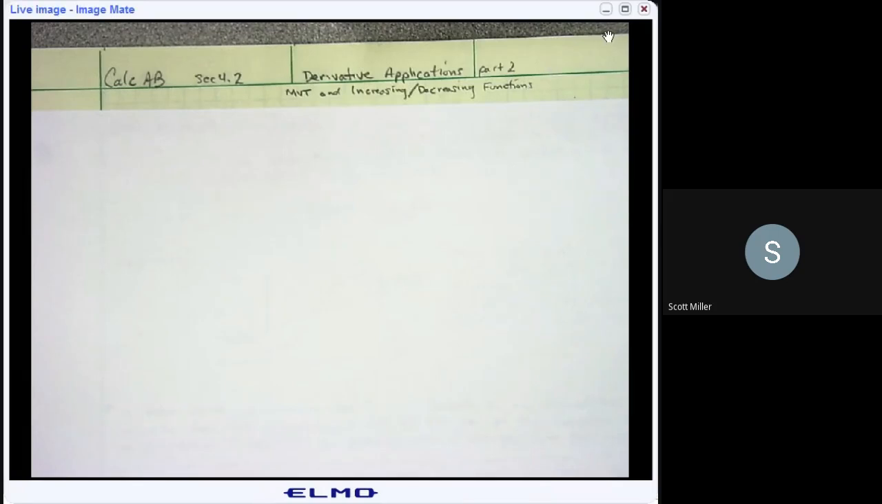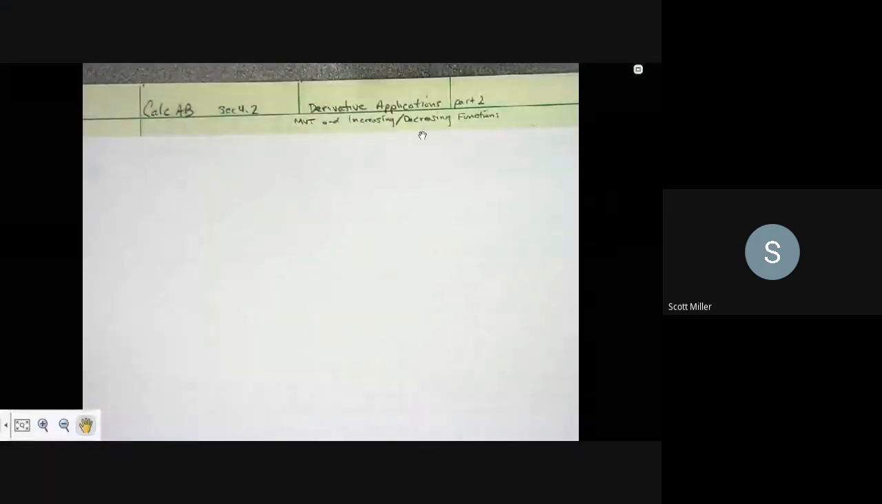Okay, so we're looking at section 4.2, the mean value theorem and increasing and decreasing functions. So let's take a look at this. The mean value theorem.